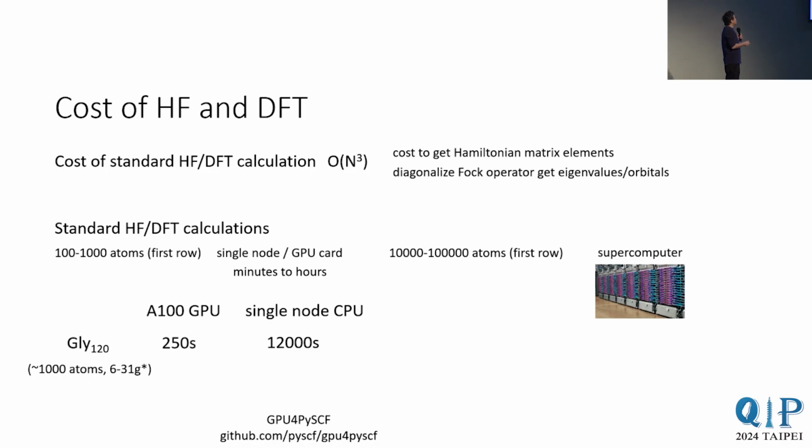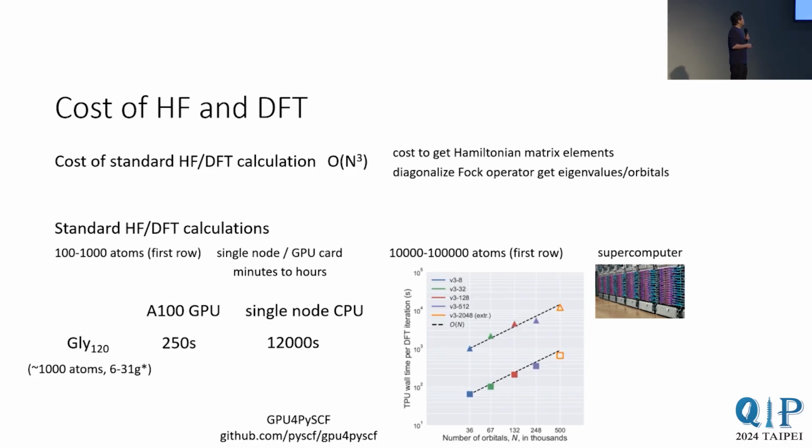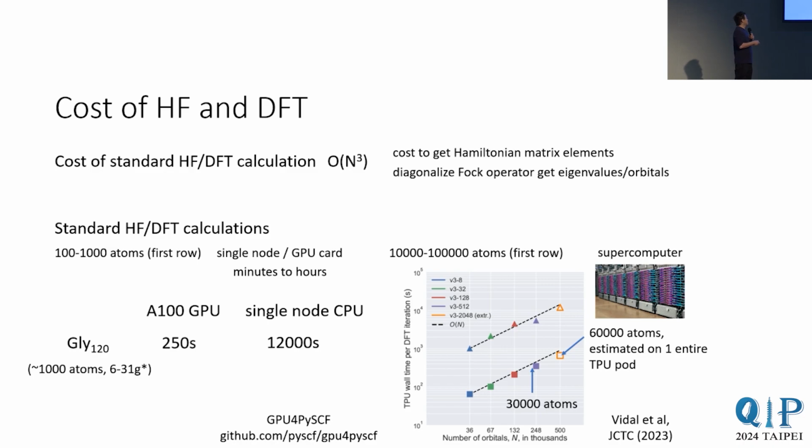So you can extend to 10,000 to 100,000 atoms, and the largest simulation that I'm aware of is a simulation done by Geoffrey Vidal's group when he was working at Google X, which was 30,000 atoms, done on most of a pod of a TPU cluster at Google, and they estimate if they use the entire pod, they could simulate close to 100,000 atoms. Okay.